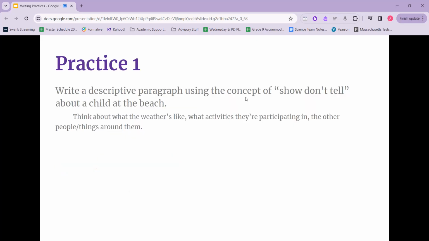Write a descriptive practice using the concept of show, don't tell about a child at the beach. Okay, so just write a quick paragraph, minimum of 3 sentences, about a child at the beach, whatever you want. But think about what the weather's like. Think about what activities they're doing. Are there other people there? And use this idea of, okay, how can I describe what's going on, what it's like to be here at the beach without just saying, there's sand, there's water, he was playing ball.